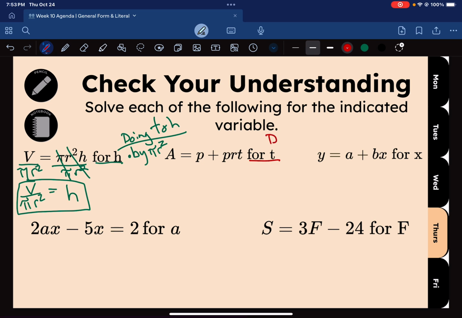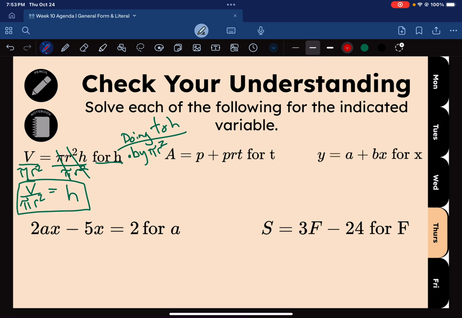Still asking ourselves that same thing. What are they doing to t? And in this case, I'm going to look farthest away from the t, which would be this p. So we're adding p. But then what are we doing here with these things? We're multiplying by p and r. So how do we undo this? We have to start at the bottom to undo multiplying by p and r. We could divide by p and r, and if you notice, I just made a mistake. So let's start that problem over again.